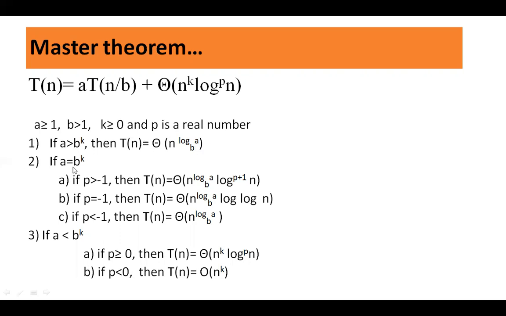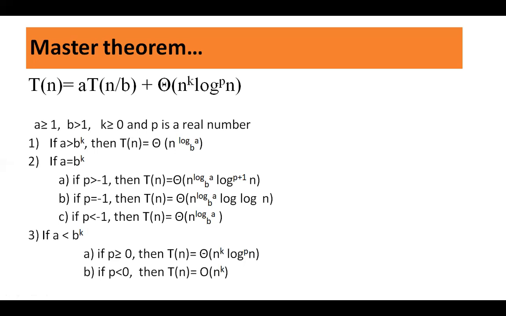Case 2: if a is equal to b^k, then you have three sub cases under case 2, which depend on the value of p. If p is greater than -1, then T(n) = theta(n^(log a to the base b) log^(p+1) n). If p equals -1, then the solution is T(n) = theta(n^(log a to the base b) log log n). And if p is less than -1, then T(n) = theta(n^(log a to the base b)). Is it fine?